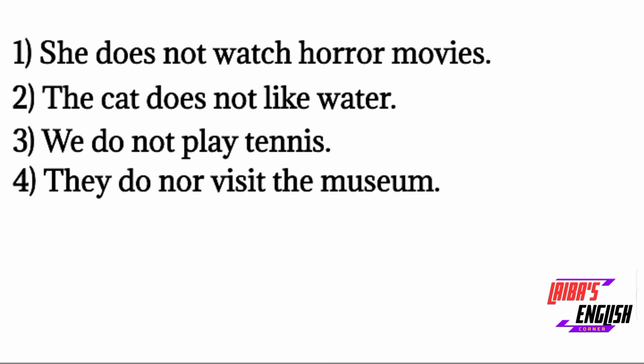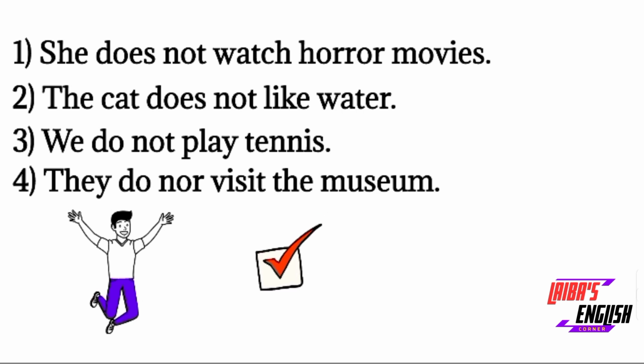Fourth example is they do not visit the museum. Why no s and es with do? Because I, we, they, you will not consist of any type of s and es in the sentence. So this is the very basic of affirmative and negative.